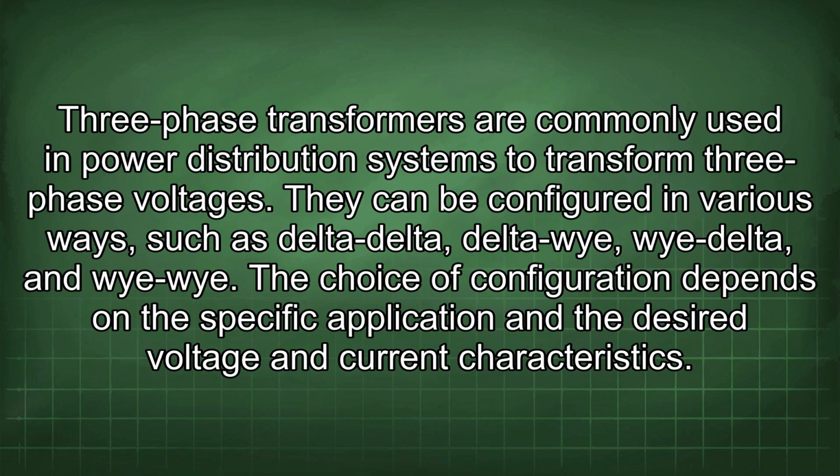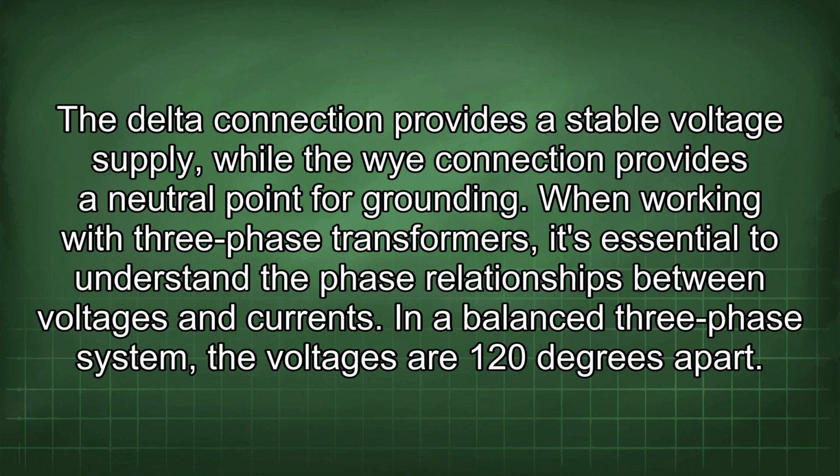Three-phase transformers are commonly used in power distribution systems to transform three-phase voltages. They can be configured in various ways, such as delta-delta, delta-Y, Y-delta, and Y-Y. The choice of configuration depends on the specific application and the desired voltage and current characteristics. The delta connection provides a stable voltage supply, while the Y connection provides a neutral point for grounding.